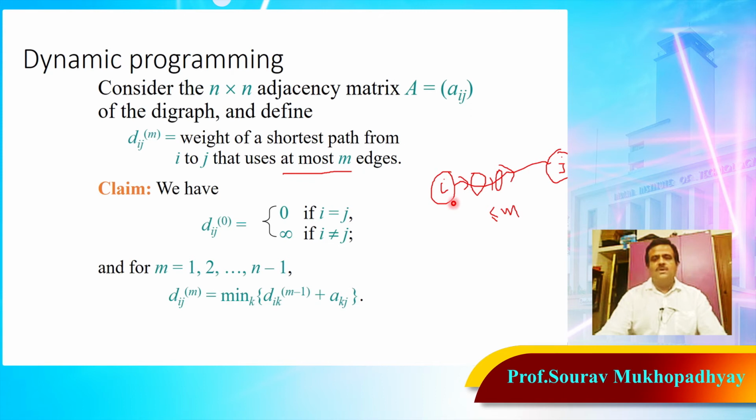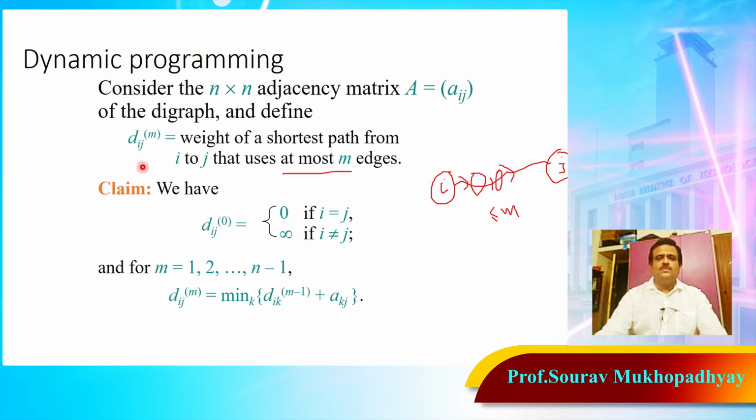We consider the path. This is the weight of the shortest path from vertex i to vertex j that uses at most m edges. In the middle we must count the number of edges, because a path consists of edges. We follow an edge and go from one vertex to another vertex. So we count the number of edges, and the number of edges must be less than or equal to m. So at most m edges we must use. That is the definition of d_ij^(m).